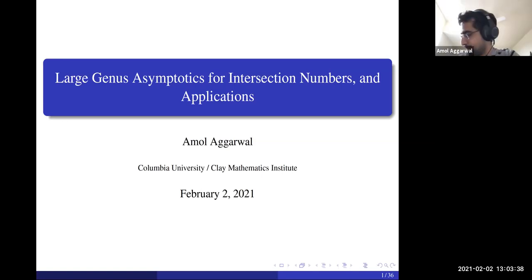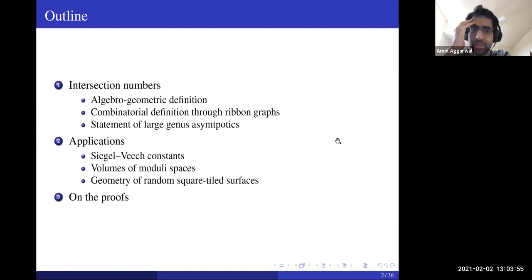Thanks a lot for the introduction and the invitation to speak. So yeah, I'll be talking about the large genus asymptotics for intersection numbers and their applications. So I guess this first talk will be mainly the statements, the results and the applications. And then I guess the second talk will be more focused on the proofs.